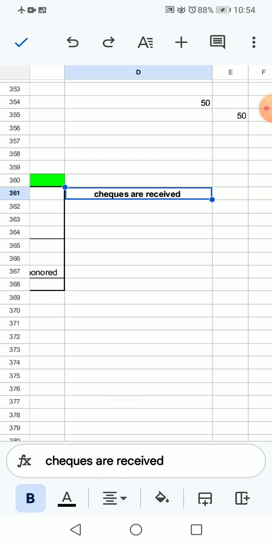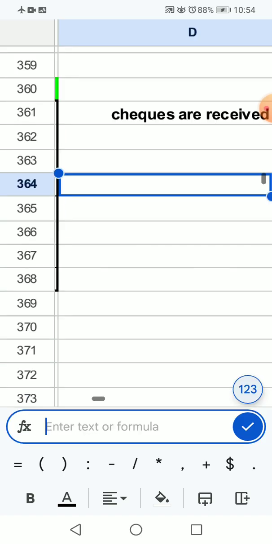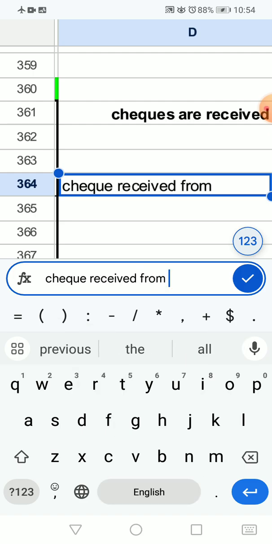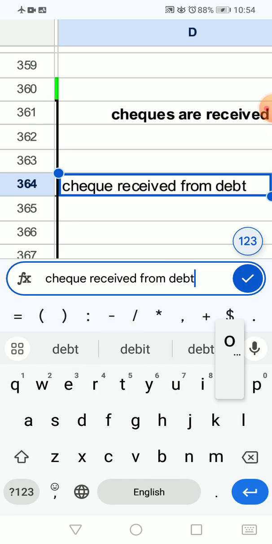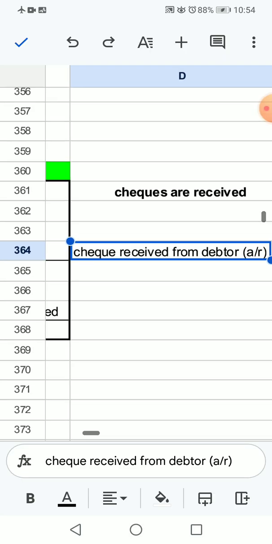First narration you will see over here is what? You have received a check. From whom will you receive your check? The person from whom amount is receivable. The person is called debtor. So you have received check from debtor, or you can say account receivable. You have received a check from your account receivable or debtor.